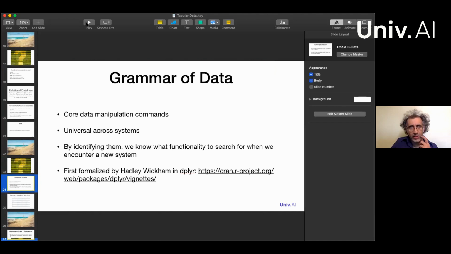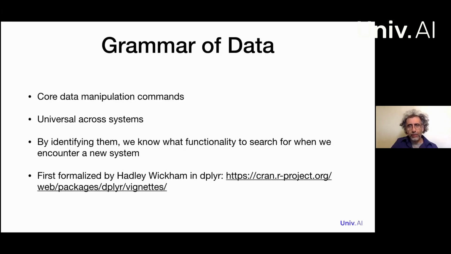And this, I think, is one of the most beautiful things, this grammar of data thing, right? Core data manipulation commands are universal across systems, and by identifying them, we know what functionality to search for when we encounter a new system. It was first formalized by Hadley Wickham in dplyr. So actually, even before looking at it, let me ask you. I've given you this bunch of tables. What are the kind of things you might want to do with a table?